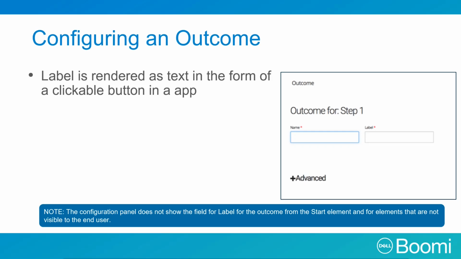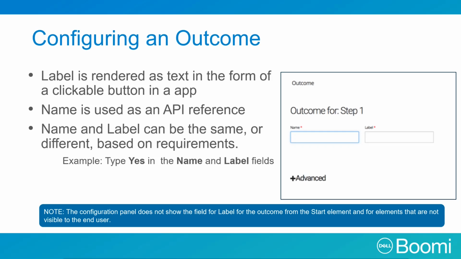Therefore, there will be a label text box shown when creating outcomes of this kind. The label is one way to look at an outcome you're creating and know if the outcome will be rendered as a clickable button. The entry that you make in the name text box is used as an API reference. The name and label entries for an outcome can be the same or different based on your requirements. Outcomes can also be moved by dragging them to point to a different element.